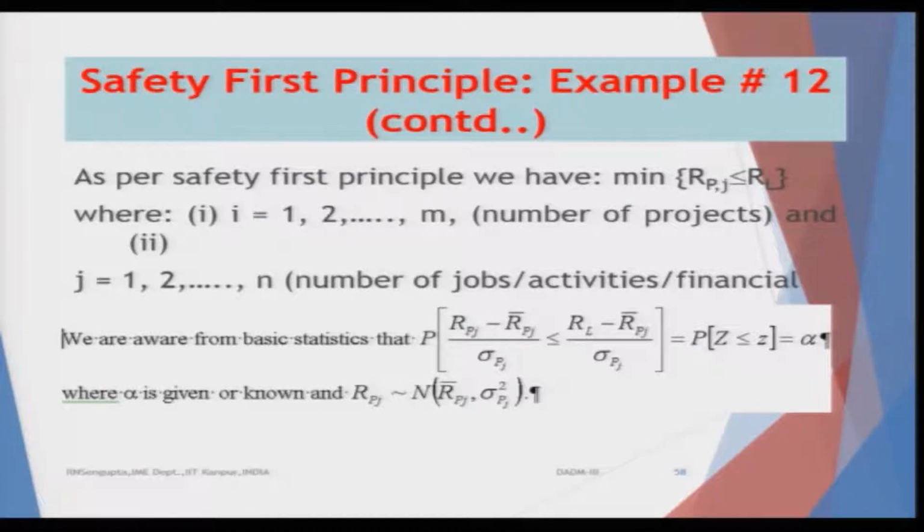this is RP J minus RP bar J. So, for each project you find the average values. Standard deviations are given, which gets converted into the standard normal deviate based on the fact that you are considering the normal distribution. Again, I am mentioning that normal distribution need not be true always.